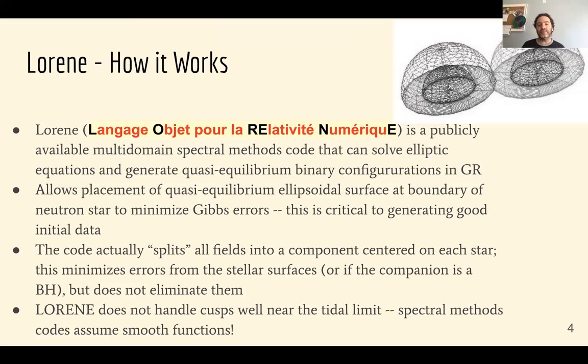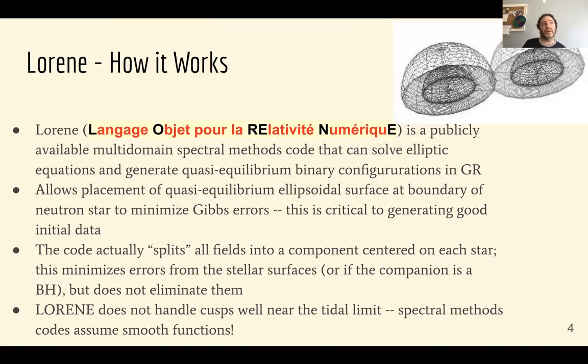realize that in order to deal with neutron stars, you need to be able to deform an ellipsoidal surface to match up with the boundary of a neutron star. So in particular, Lorene will adapt the location of its spheroidal coordinates so that there is some domain that matches up exactly with where it figures the isenthalpic surface, defining the surface of a neutron star, should be. This allows you to minimize Gibbs errors quite substantially and is basically critical for generating good initial data.